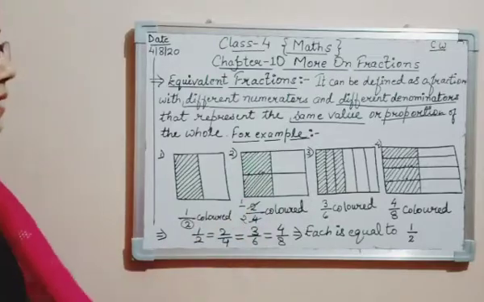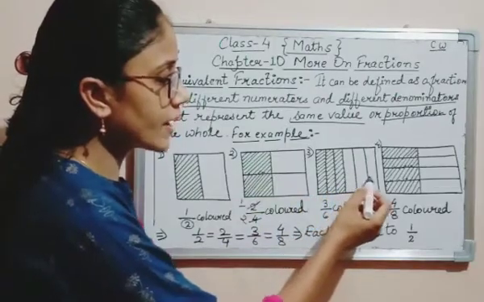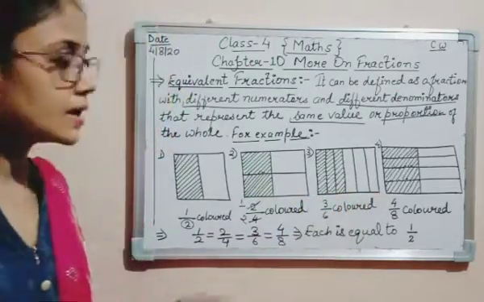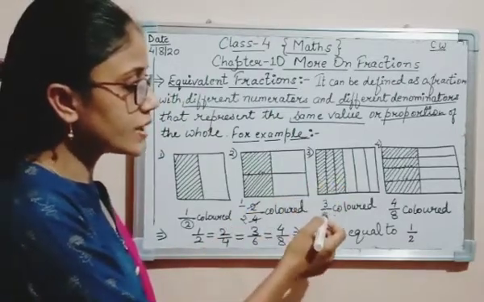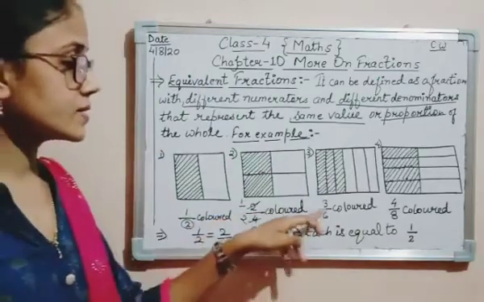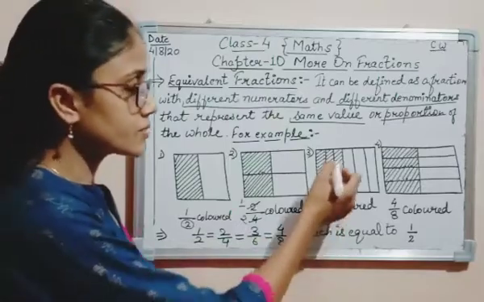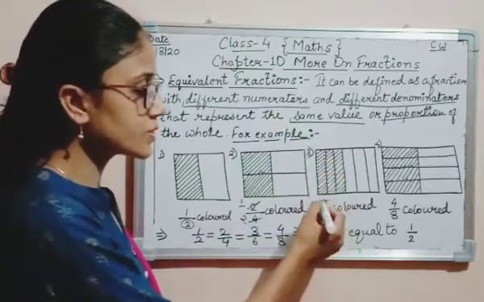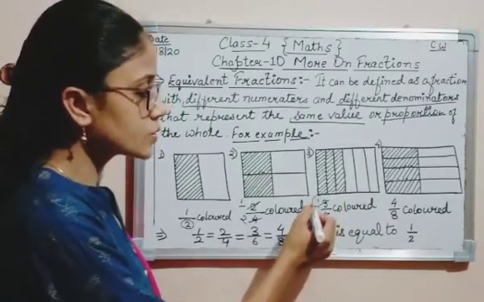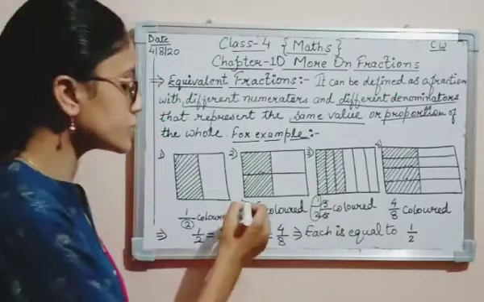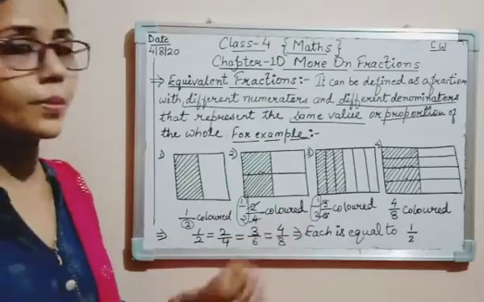Now come to the third part. Here, how many whole parts are there? 1, 2, 3, 4, 5, 6. 6 whole parts. Clear? Now, how many parts are colored here? 1, 2, 3. So 3 upon 6. Here the numerator, this is called the numerator, this is called the denominator, isn't it? 3 parts are colored out of 6, that is 3 1s are 3, 3 2s are 6. So 1 by 2 again. Here also 1 upon 2. See, the same digit is coming, 1 upon 2.